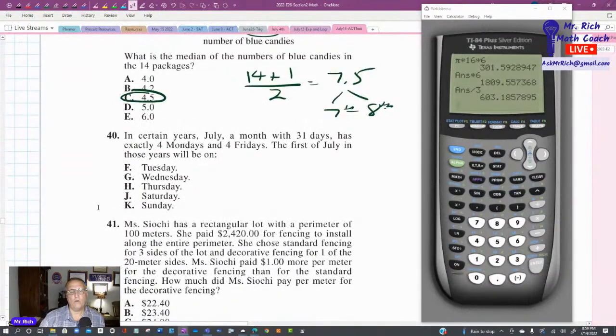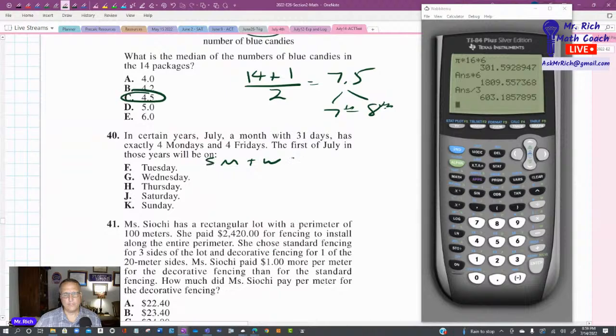Number 40, oh my. Yeah, I've seen a problem like this before. In certain years, July, a month with 31 days, has exactly 4 Mondays and 4 Fridays. The 1st of July in those years, no, I haven't seen one like this. The 1st of July in those years will be on, oh my goodness. How am I going to do this? I don't see a fast way to do this other than try these. Wow, I don't like this at all.